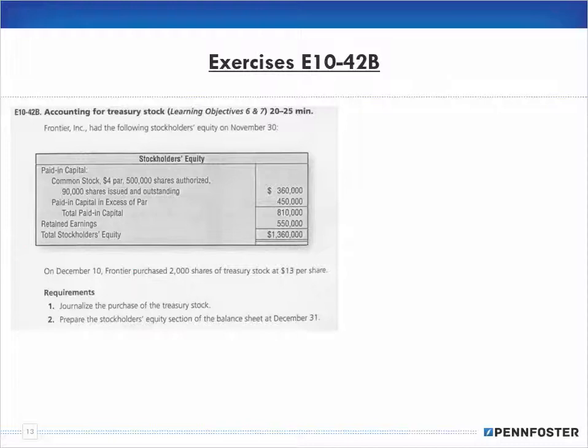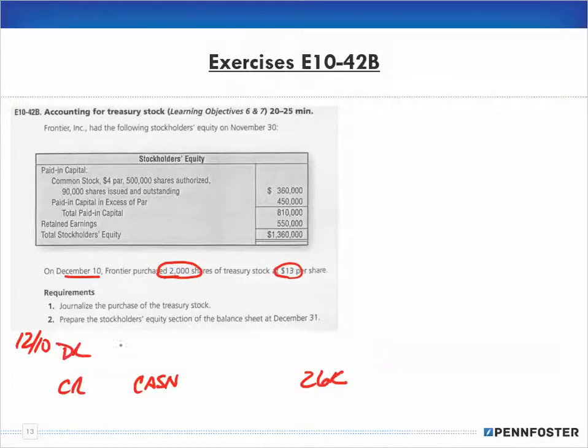So it says here, accounting for treasury stock. Here's the stockholders' equity. On December 10th, Frontier purchased 2,000 shares of treasury stock at $13 per share. So journalize the purchase of the treasury stock. On December 10th, we are purchasing, so we're buying stock, so we're going to credit our cash. And 2,000 shares times 13 is $26,000. And what are we getting for it? We're getting treasury stock for $26,000. Just that simple, same as the one up here.